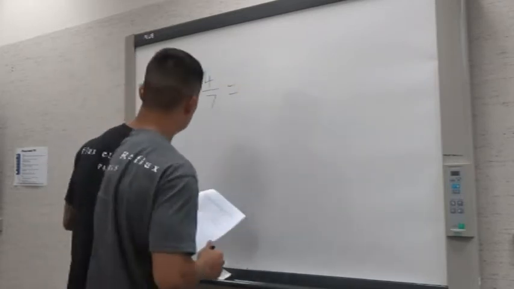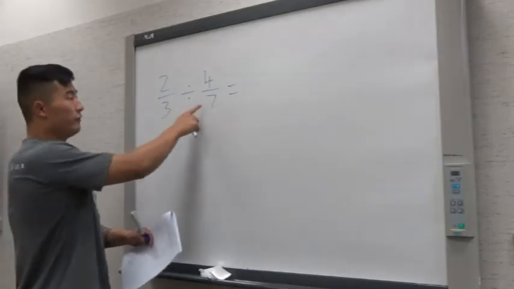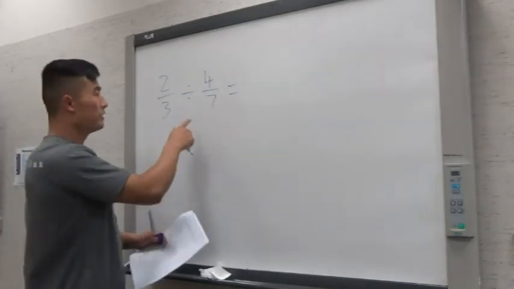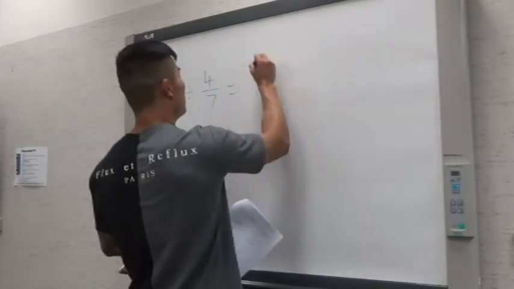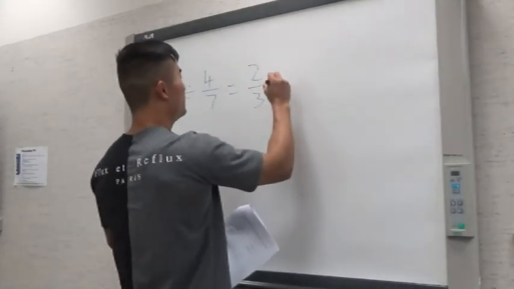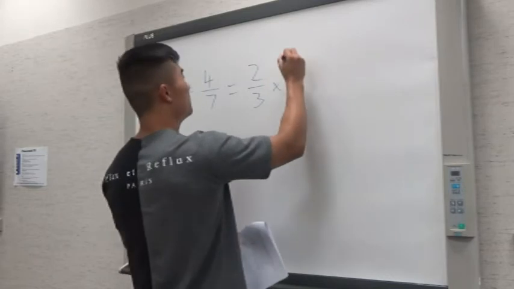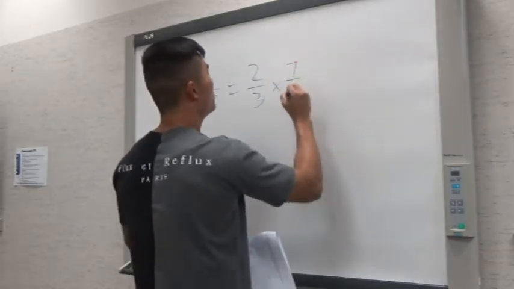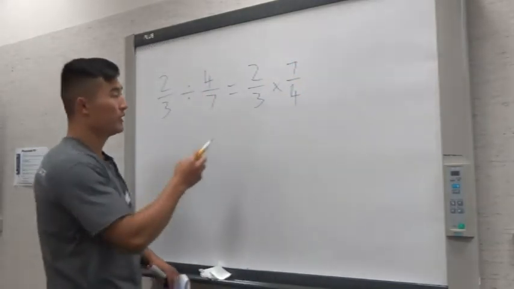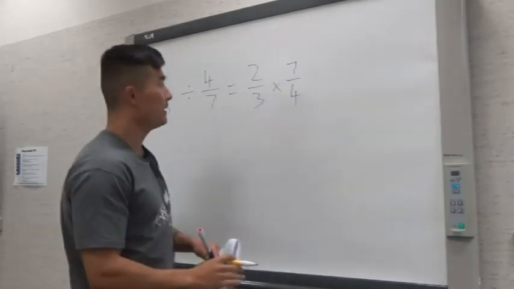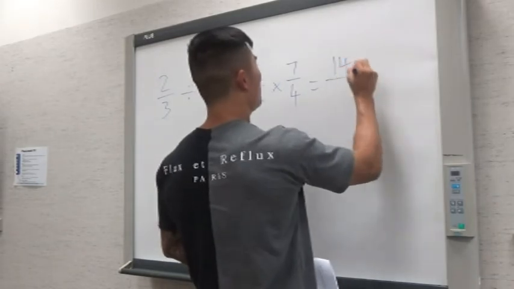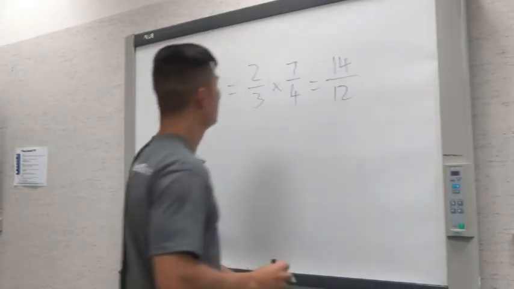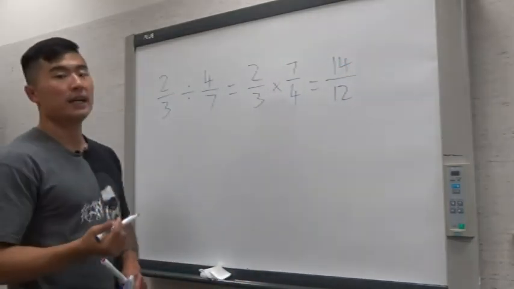So we have to flip one of the fractions. So we're going to flip this one, and it's going to become 7 over 4. 2 over 3 times 7 over 4. And then we can just multiply these two fractions together. So that's 14 over 12, and that's going to be your answer.